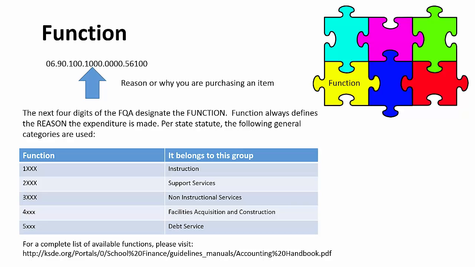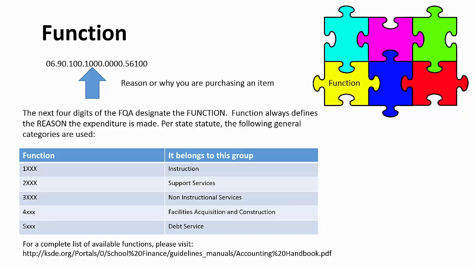The fourth section of the account number is function. Function tells us the reason or why you are purchasing an item. For example, you may be purchasing an item to use in staff development, or you may be purchasing an item to use in the principal's office. You may be purchasing an item to use in instruction.